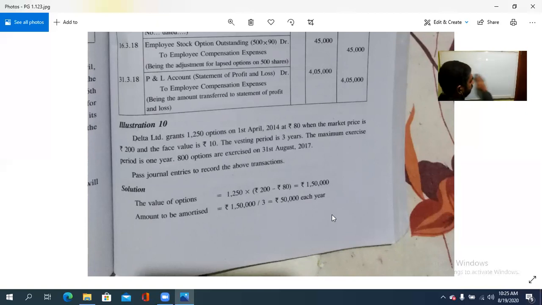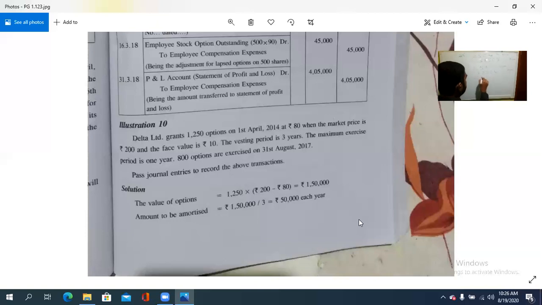For the first year, 2015, that is 2014 to 15, 15 to 16, 16 to 17. We need to pass entries for 3 years. So first is employee stock option expenses debtor to employees stock option outstanding. How much? 50,000. Then P&L account debtor to employees stock option expense. How much? Same 50,000.